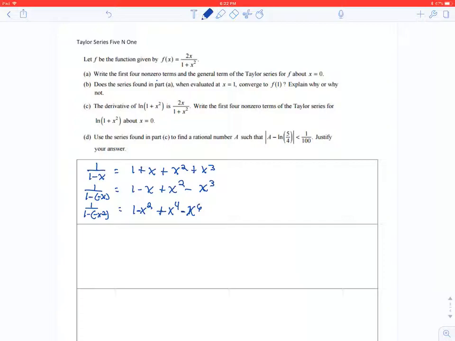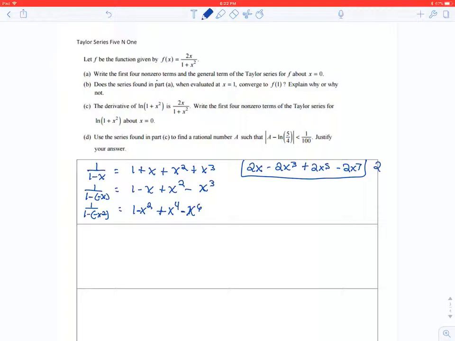And then the final thing is to multiply everything by 2x. So when I multiply by 2x, my final answer is going to be 2x minus 2x cubed plus 2x to the fifth minus 2x to the seventh. Okay? The first two terms were worth 1 point. The last two terms were worth 2 points. So altogether, that was worth 2 points. It was pretty much all or nothing. You either knew it or you didn't.